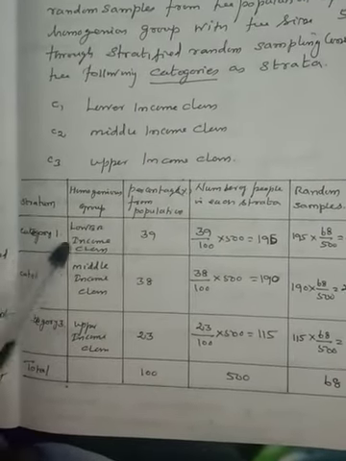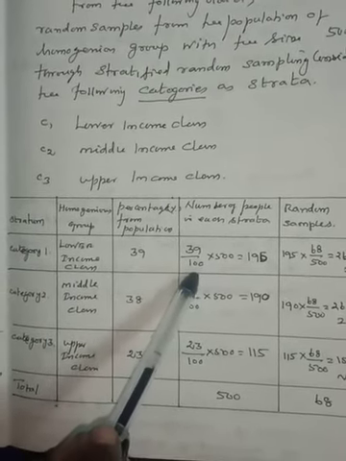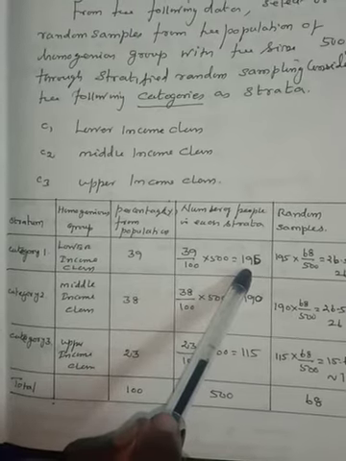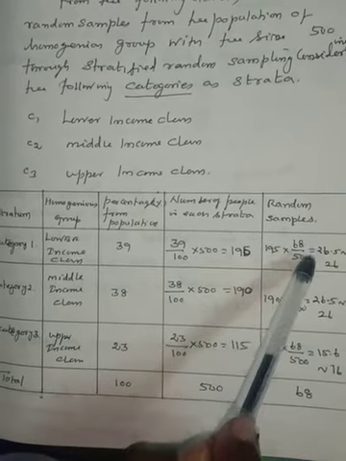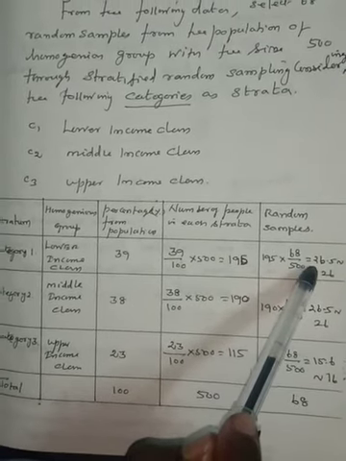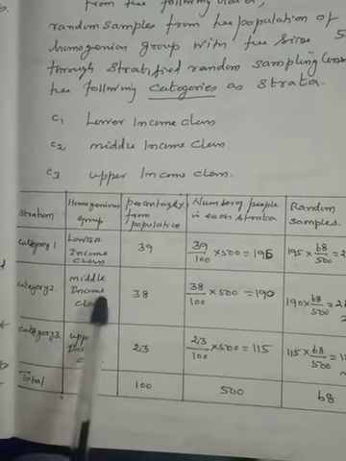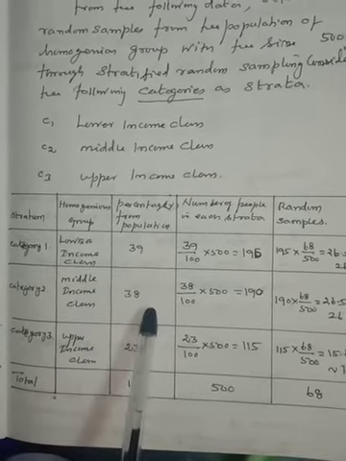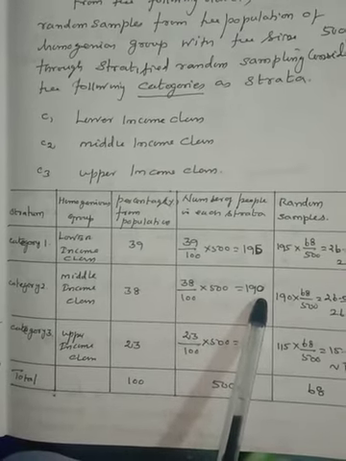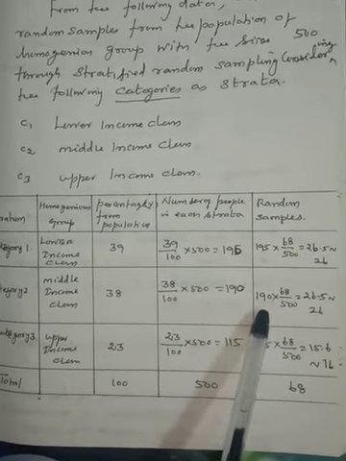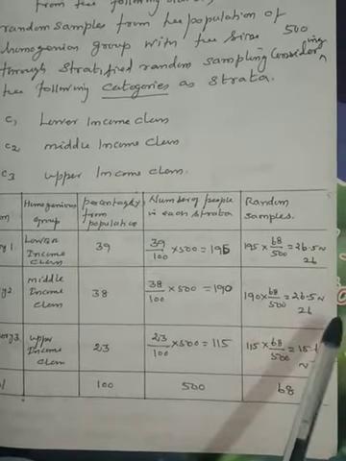Category number 1, lower income class. The percentage is 39. So 39 divided by 100 into 500 gives 195. Next, random samples: 195 into 68 divided by 500 is equal to 26.5, nearly 26. Category number 2, middle income class. The percentage from the population is 38. Therefore, 38 divided by 100 into 500 is equal to 190. Next, the random sample is 190 into 68 divided by 500 gives 26.5, nearly 26.